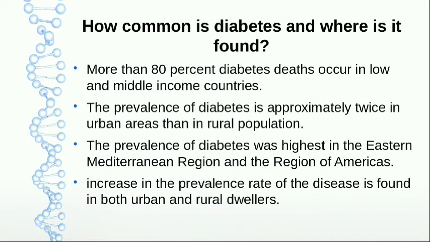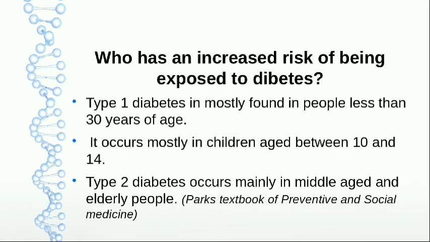How common is diabetes and where is it found? More than 80% of diabetes deaths occur in low and middle income countries. The prevalence of diabetes is approximately twice as high in urban areas as in the rural population. The prevalence of diabetes was highest in the Eastern Mediterranean region and the region of the Americas. An increase in the prevalence rate of the disease is found in both urban and rural dwellers.